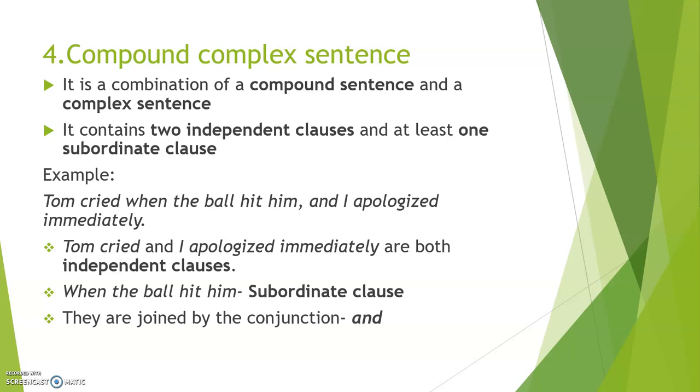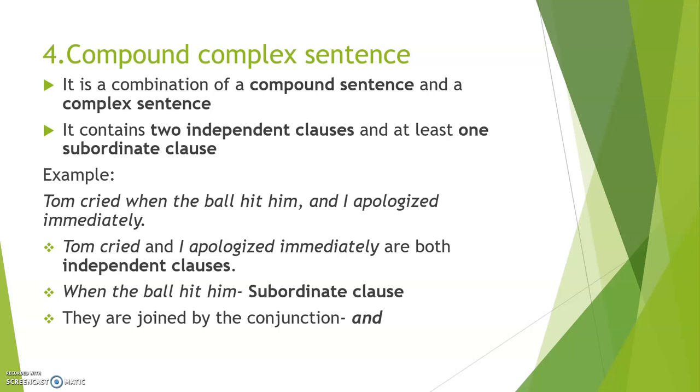Let's look at the example. Tom cried when the ball hit him and I apologized immediately. In this sentence, Tom cried and I apologized immediately become the independent clauses because these could remain independently and convey a complete meaning, because each has a subject and also a verb and expresses a complete meaning.